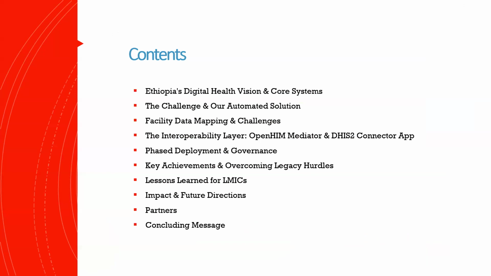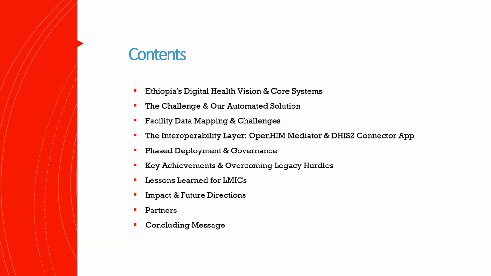On this one, we'll have the following content. We'll see Ethiopia's vision and the core systems. We'll also talk about our challenge and our automated solutions, because of the two systems, the MFR and DHIS2. We'll also talk about the facility data mapping and the challenges, because as you know, the basis of DHIS2 is the org unit. If you don't have an org unit, we may not have the data. So that is how we aligned it, because in Ethiopia we already have an existing DHIS2 system that has a lot of facilities, as well as the MFR that is governed by its own directorate and set as a country standard.